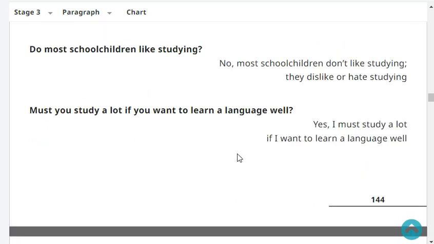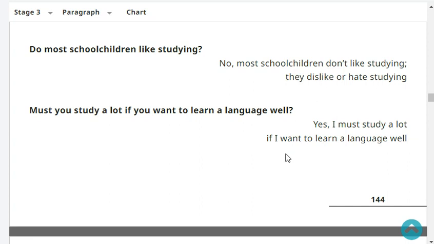Do most school children like studying? No, most school children don't like studying. They dislike or hate studying.